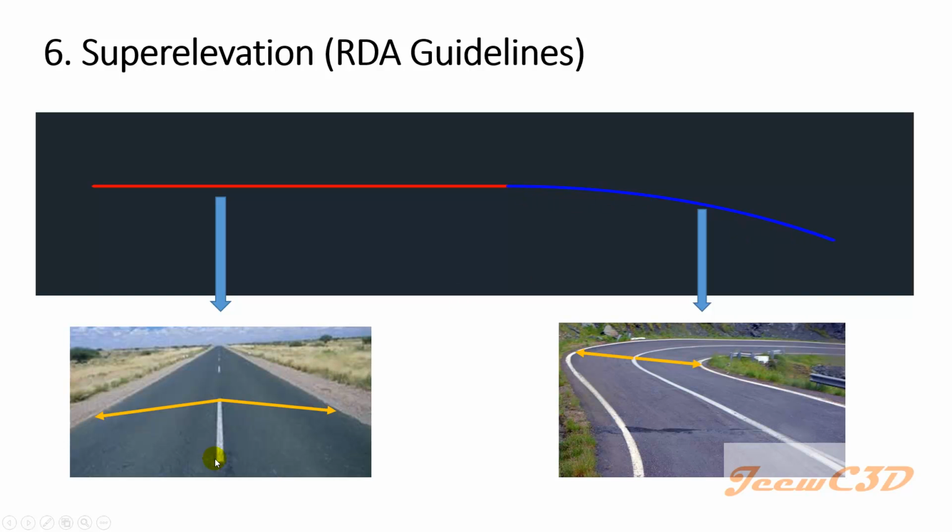In the straight section, you have a road of this kind. You have slopes on both sides of the road from the center line. You call this the normal crossfall. When you come into the curve, to provide proper centrifugal force, we have to rotate this pavement in such a way that it provides the centripetal acceleration to counteract the centrifugal force. So in that scenario, your pavement will look like this. It will rotate like this.